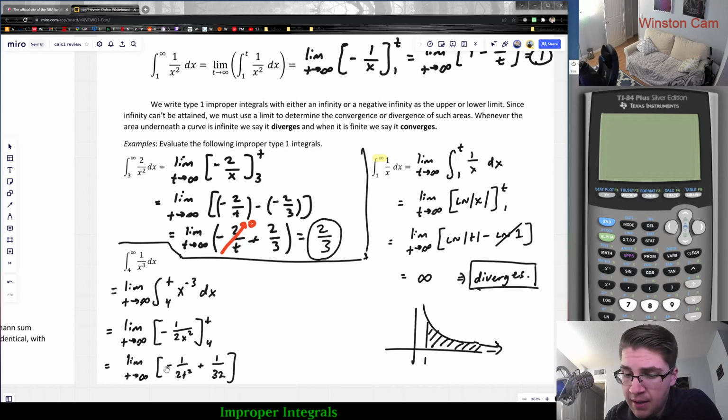So similarly, this limit here, now that we've evaluated the integral, we can solve the limit. And whatever our conclusion is from the limit is the same conclusion about whether this area converges or diverges. So what I would get from this is 1 over 32. And again, I would conclude that this integral converges.